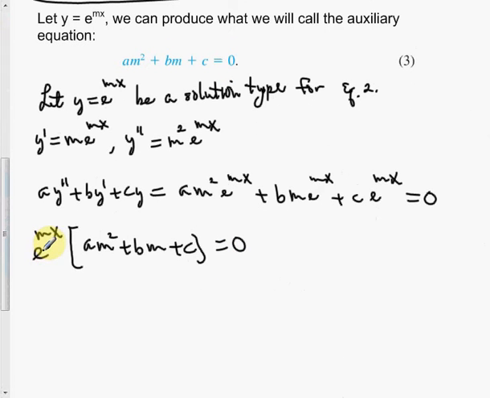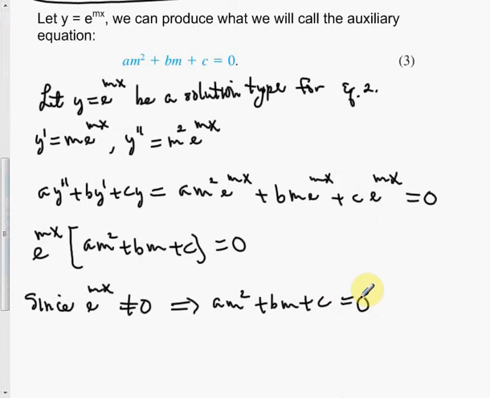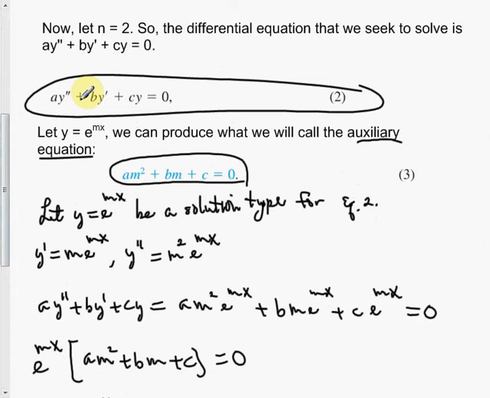Well, since this exponential form e to the mx is never equal to 0, it has to imply that a m squared plus bm plus c has to equal 0. Right? Since e to the mx is never equal to 0, this implies that a m squared plus bm plus c equals 0. We call this the auxiliary equation. It's derived from equation number 2. Right? It's not equation number 2.